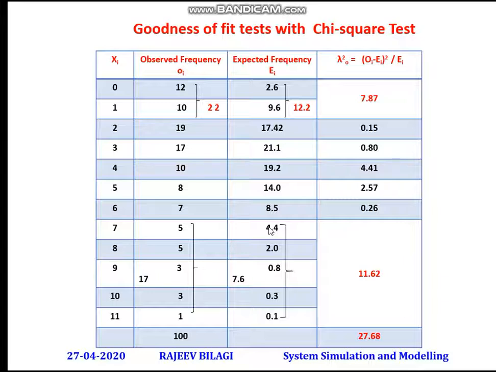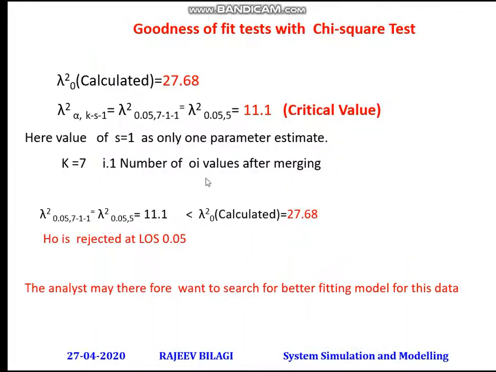Now by chance if, instead of 4.4, it is 1.4, then even if you add all these values, you are not going to get the value of Ei more than 5. So in that case, along with all this, you have to take the very next adjacent cell to make it more than 5. So now s equal to 1, only one parameter estimated, then k is equal to 7, that is what you are going to get after merging.